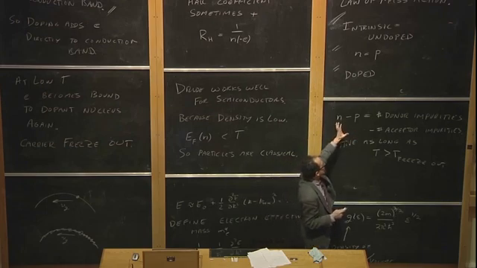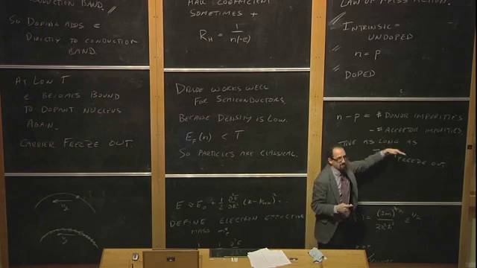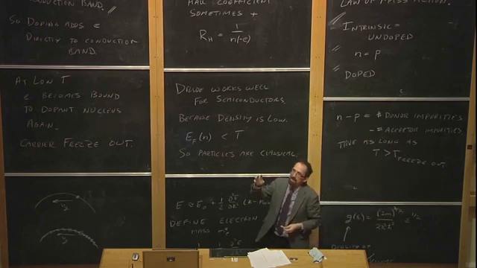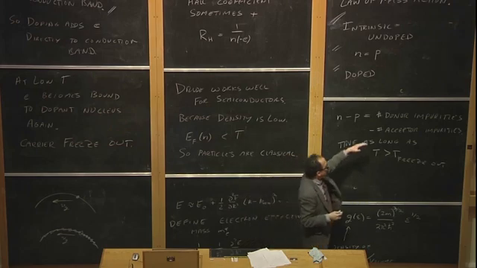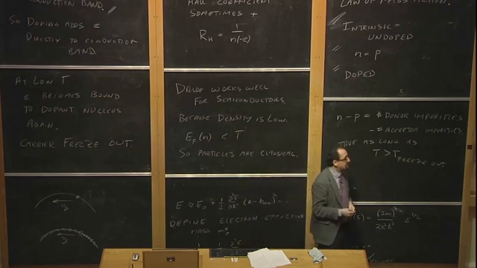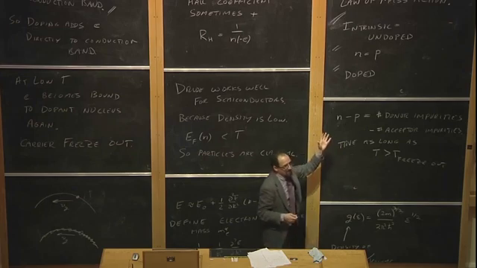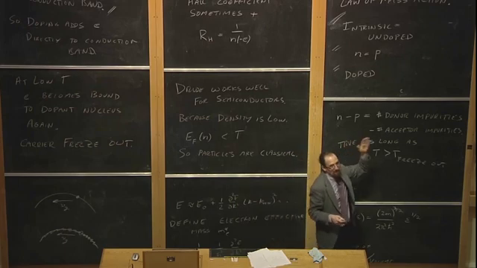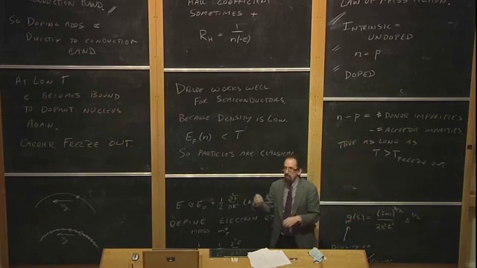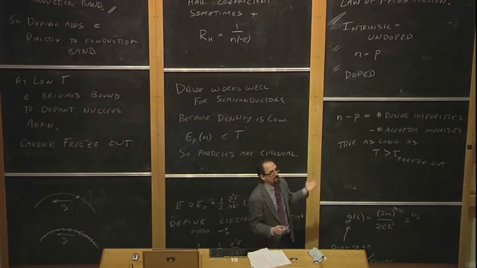So the key thing to realize here is that the product of N and P is fixed, independent of the doping. The difference of N and P depends on the doping. This means that as you add donor impurities, the chemical potential goes up. So you get more electrons and fewer holes, but the product of the number of electrons and the number of holes stays fixed. As you add more acceptors, the chemical potential goes down. You get more holes than electrons, but the product of the two stays fixed.